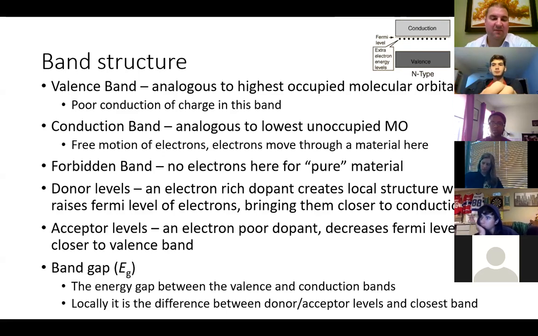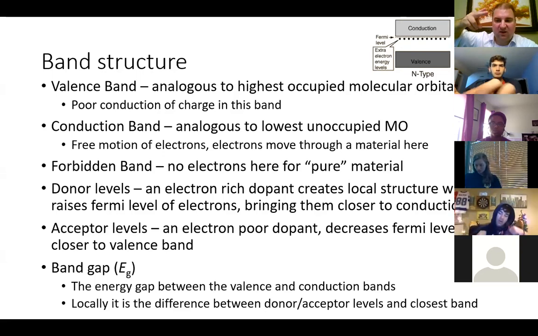Now, it's very hard to get perfectly pure materials. So many times what happens is you dope the material with some sort of dopant. That dopant could be an electron-rich dopant, or it could be an electron-poor dopant. If it's an electron-rich dopant, then it basically places electrons within the forbidden band, because it's not a pure material anymore, closer to the conduction band. And that increases the Fermi level. It brings the Fermi level closer to the conduction band, and it makes it a smaller energy gap for your electrons to go from your dopant to the conduction band.